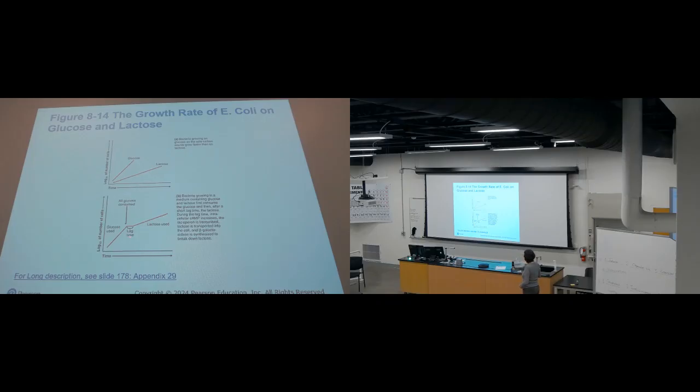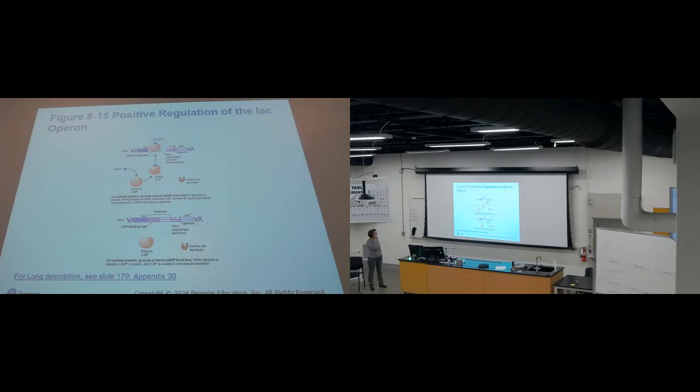And this is happening because during this lag time, you have increased levels of cyclic AMP. So then cyclic AMP will be the alarmone that says to the cells, start building up these molecules to use lactose, which will be derived from the lac operon.